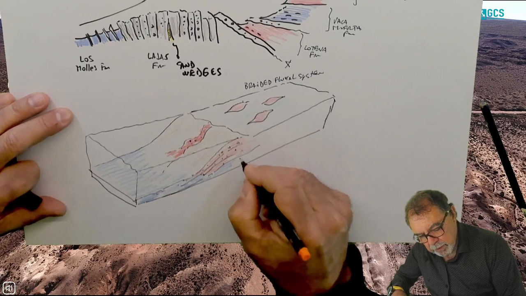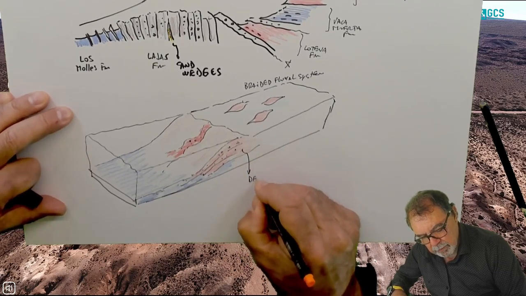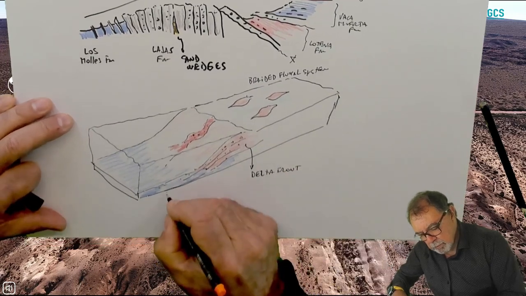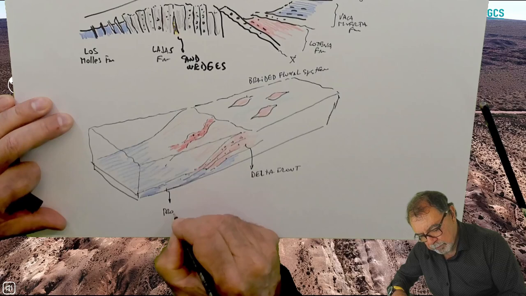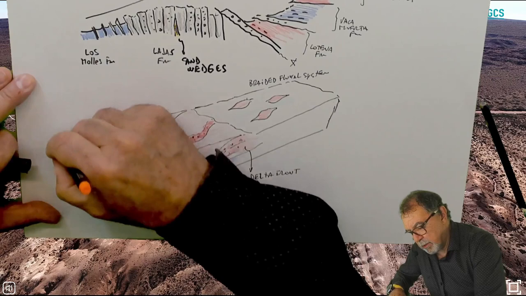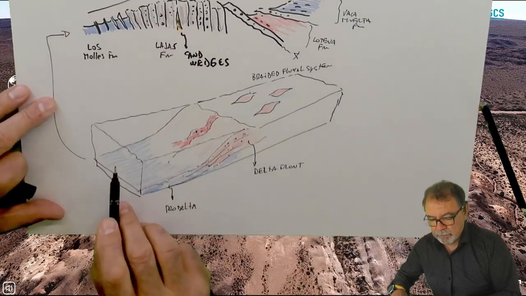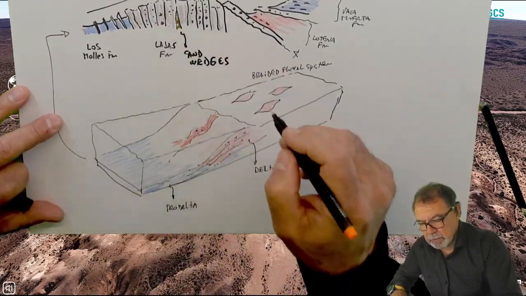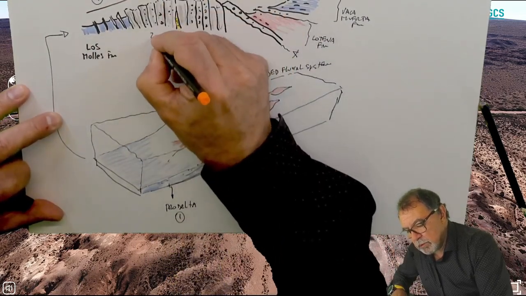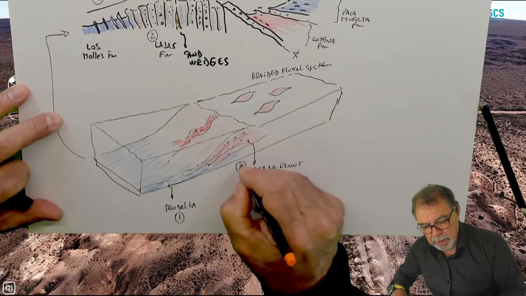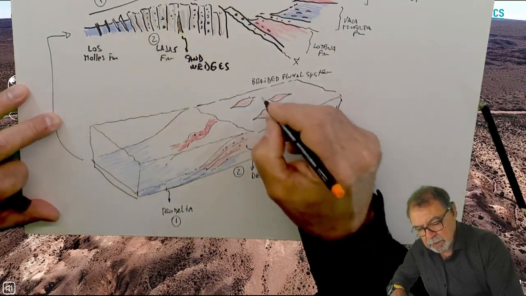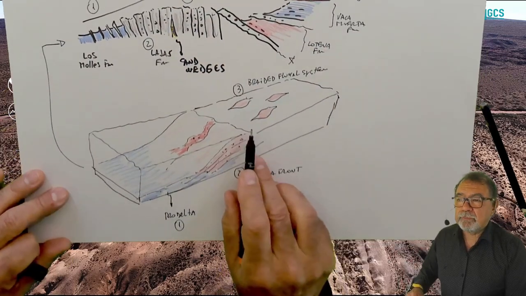Why do we know, okay, this is delta front and this is prodelta. This prodelta is equivalent to the Los Molles formation, and all this is one, prodelta, and then this is two, delta front, Lajas formation, and then we go into three, which is the delta plain.